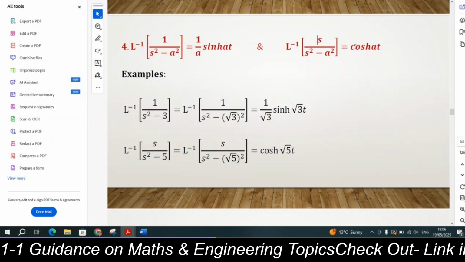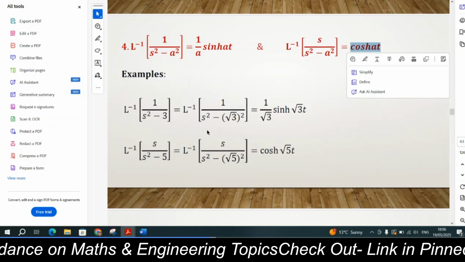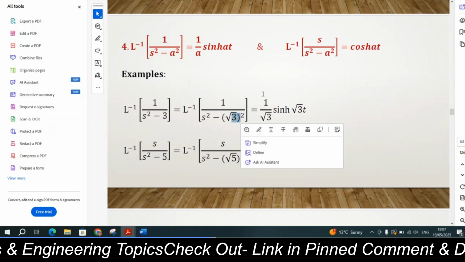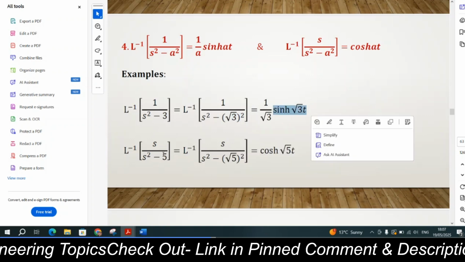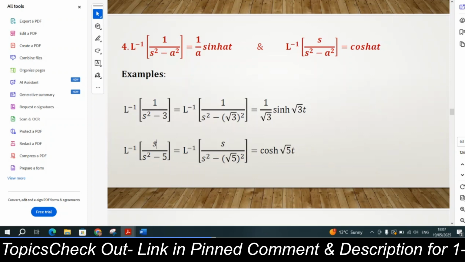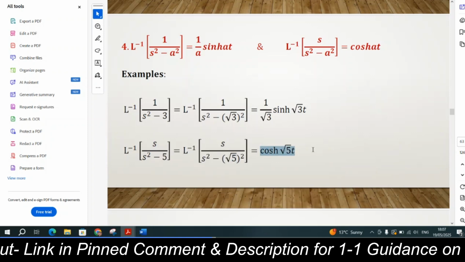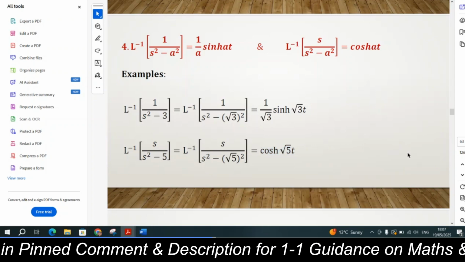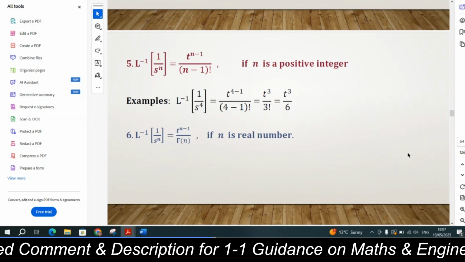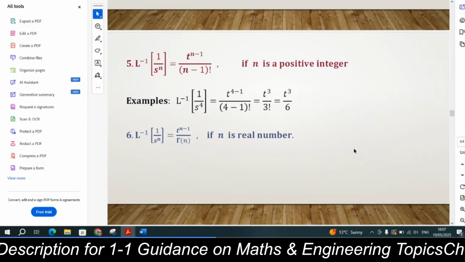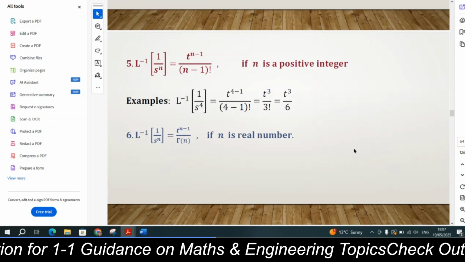This is hyperbolic sine. Hyperbolic sine had an a in the numerator, which is not over here, therefore you will have it over here. S upon s square minus a square becomes hyperbolic cos at. Similarly, you have 1 upon s square minus 3. 3 is actually root 3 square, so you have 1 by root 3 hyperbolic sine root 3t. This s square minus 5, with s in the numerator, makes it a hyperbolic cos function. Root 5 the whole square, hyperbolic cos root 5t. Clear?